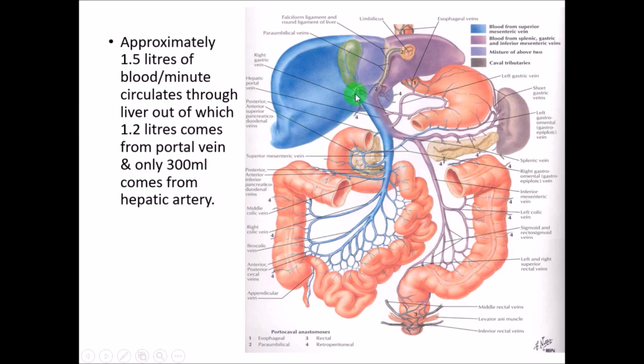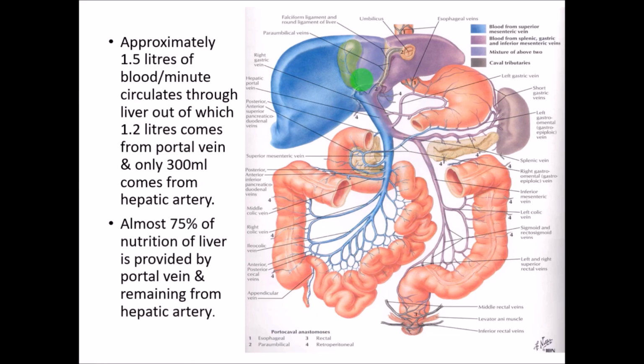So the portal vein is supplying the liver, and it is the major supply of blood to the liver, because it has to bring all the nutrition from all the absorbed part of the intestine. From where it is absorbed, the nutrition will be pushed back into the liver.